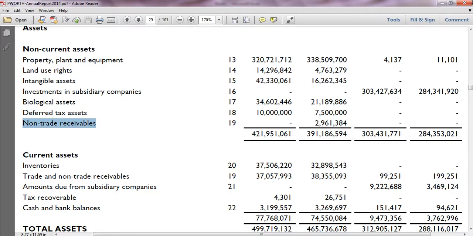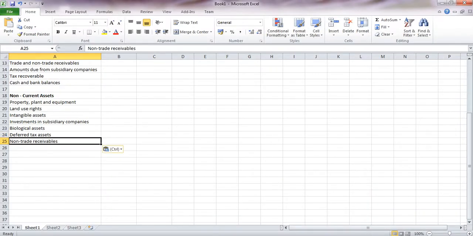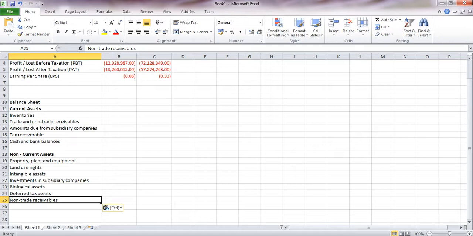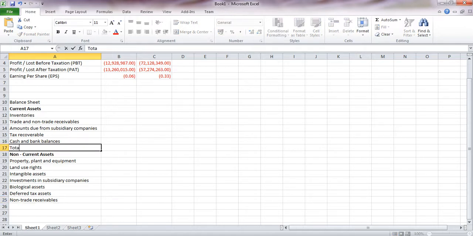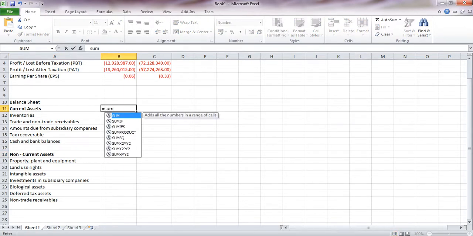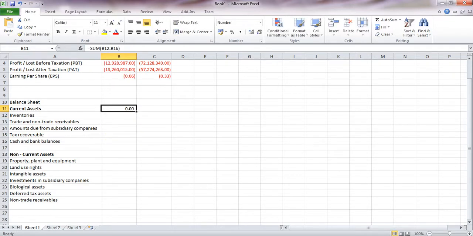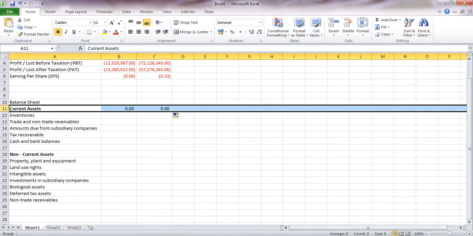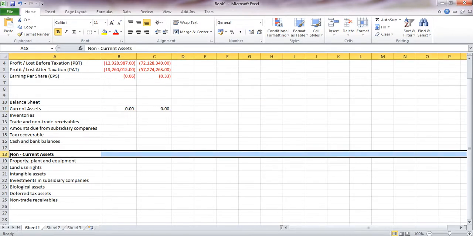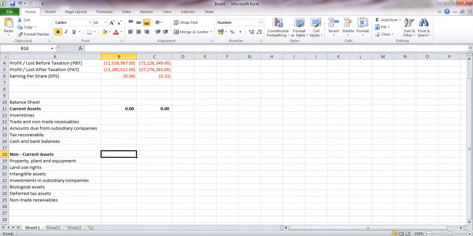Deferred tax, non-trade receivables. So here I will put, later on I need to change like this one, sum, use the formulas over here, and bracket, close it. So I'm going to drag this one. This entire row I'm going to borrow, and this one as well. This one I do the same thing over here, shift, and then close the bracket and drag it to the next one.